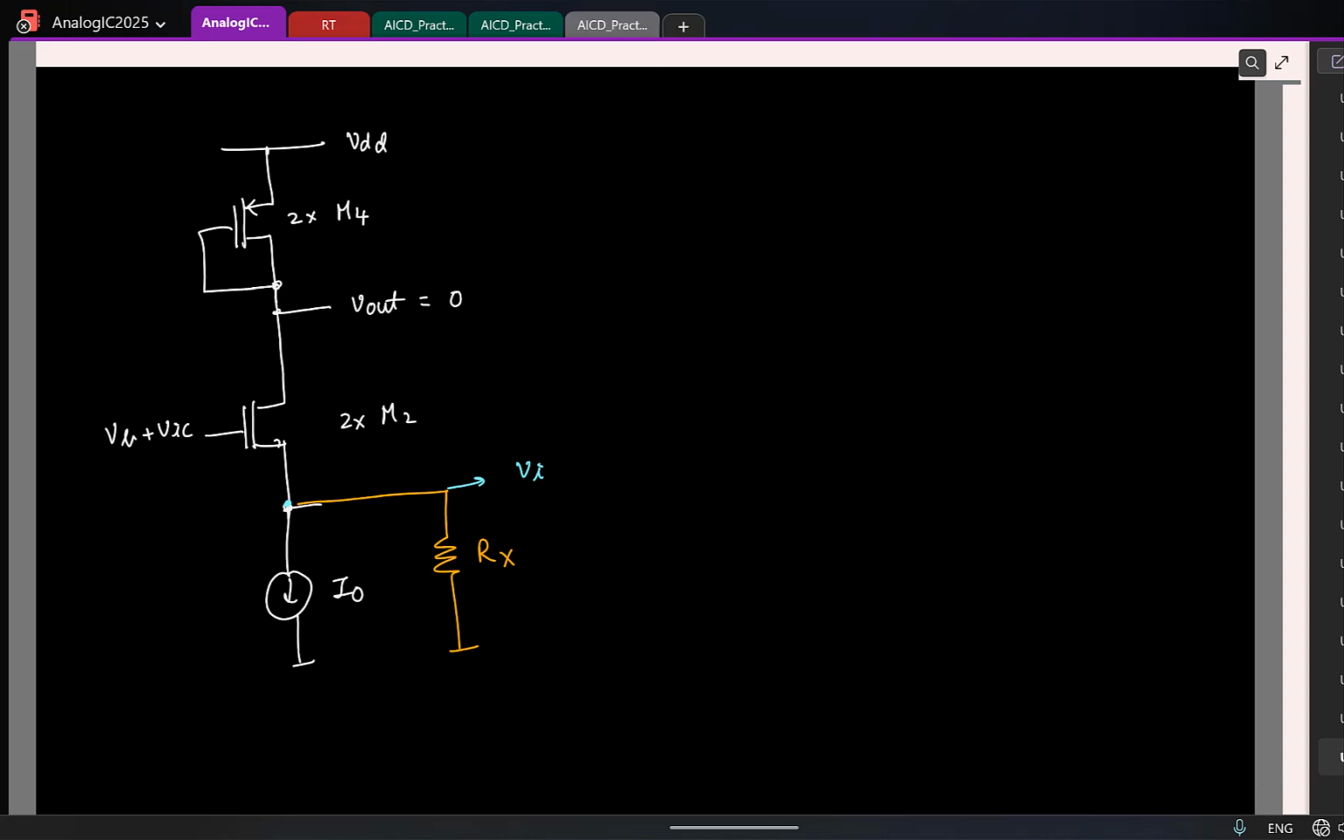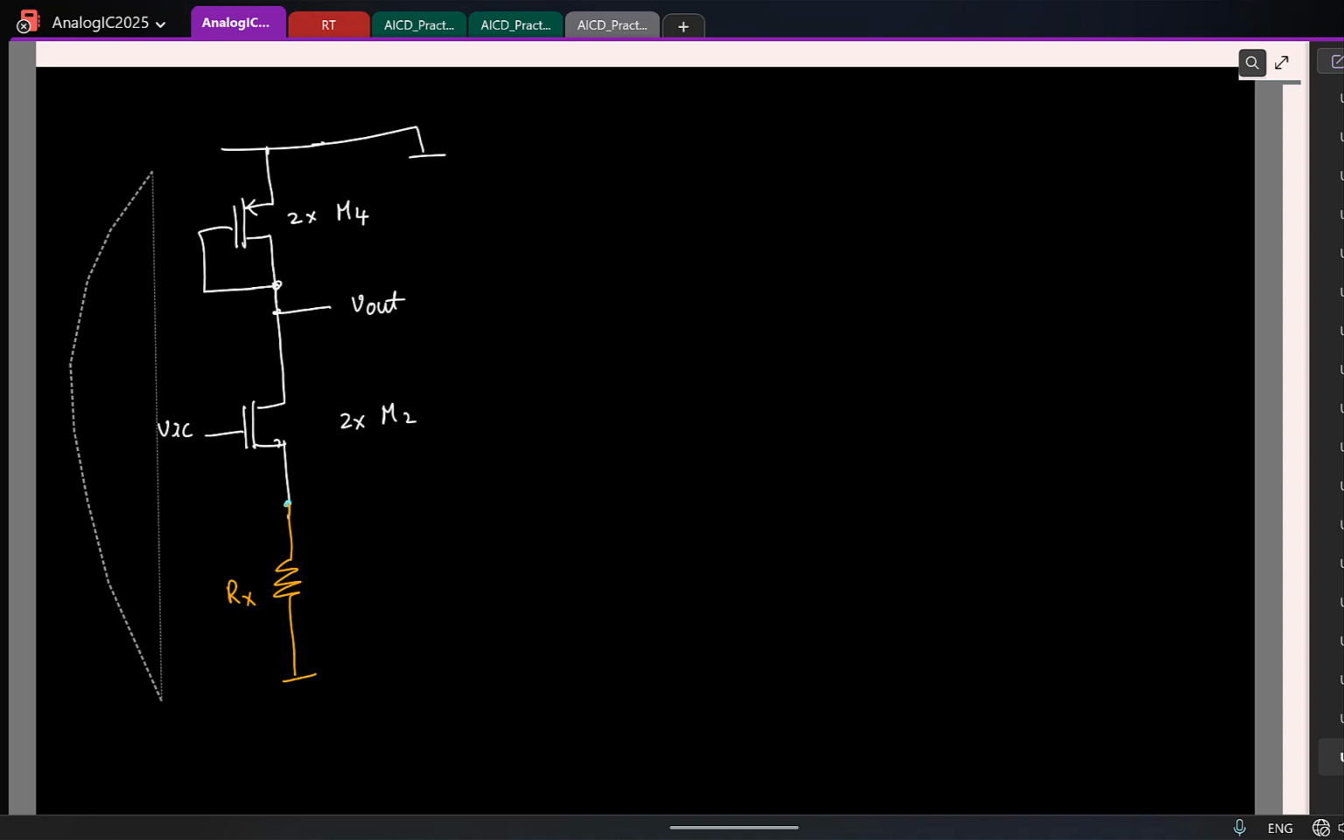So here we have to compute; the output will not be exactly 0. Let's compute how it will be. So let's draw the small signal equivalent. For small signal, the current source is open. I'll take it out. I'll only consider the small signal voltage VIC. The supply is again short. So let me draw Rx here itself. Okay, so this is my effective small signal picture.